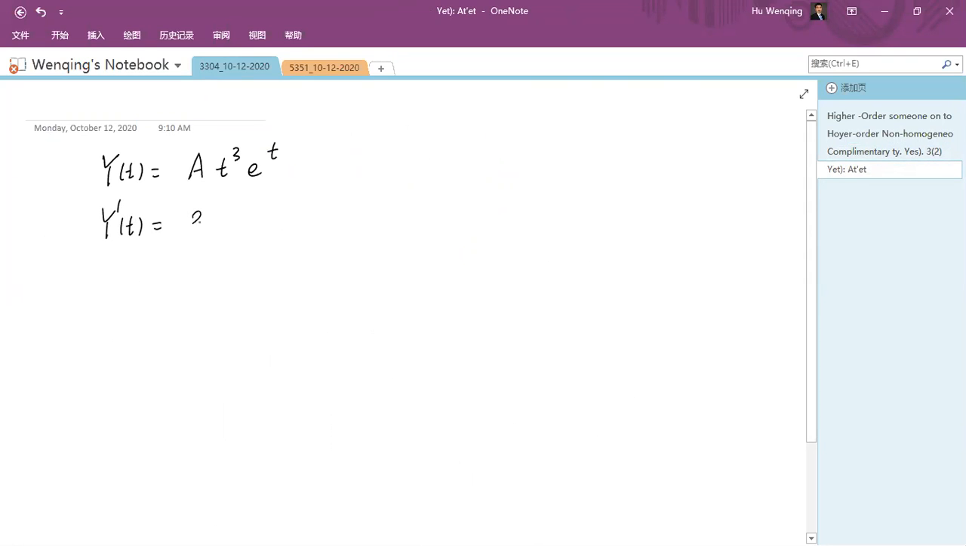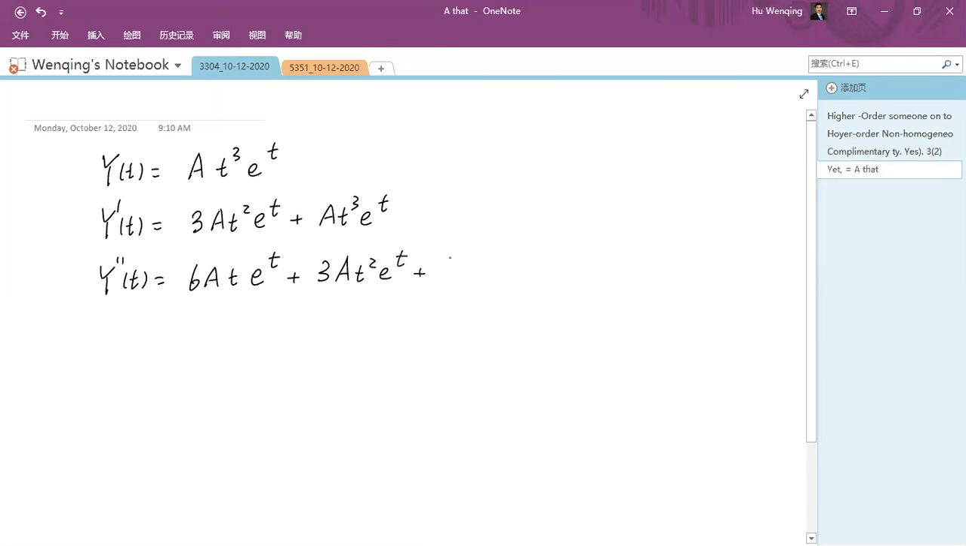That's going to be 3 times a t squared e to the power of t plus a t cubed e to the power of t. So that's going to be y prime. And then you want to try y double prime of t, which is equal to 6 times at e to the power of t plus 3 times at squared e to the power of t plus 3 times at squared e to the power of t plus, okay, I'm taking derivatives here. And then there's the at cubed e to the power of t.